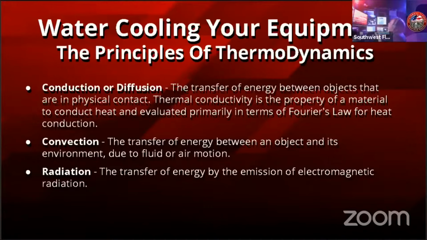Anyway, I want to tell you guys this is very basic, non-scientific and very basic. But there's three basic ways that we can get heat off of something. We can use conduction or diffusion, which is through direct contact. We can also use convection, which is through the movement of air or liquid or some other medium. And then we can also do it by radiation, which is the removal through the emission of electromagnetic radiation. So those are basically the three ways that we move heat.